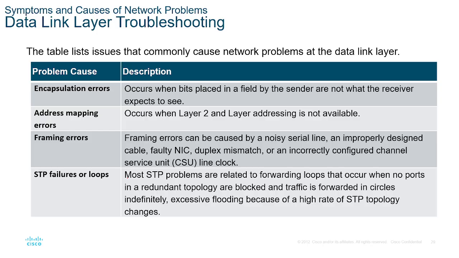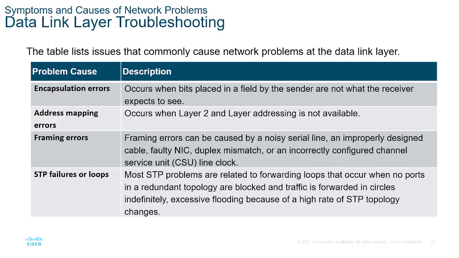Encapsulation error, address mapping error, framing error, STP failure, or loop. An encapsulation error occurs when the bits placed in a field by the sender are not what the receiver expects to see. I will send something that the receiver did not expect, so there will be an encapsulation and decapsulation error. Address mapping error: when layer 2 and layer 3 addressing is not available. Framing error can be caused by a noisy serial line, an improperly designed cable, a faulty network interface card, a duplex mismatch, or an incorrect CSU line clock configuration. This would be a framing error.